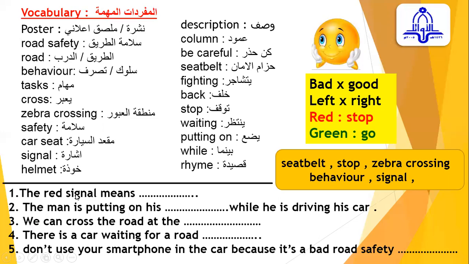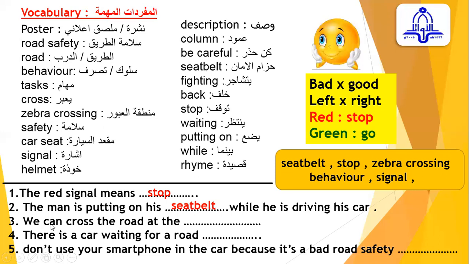Number one, the red signal means dash. The red signal, الإشارة الحمراء, means, تعني, which word? Stop, تعني, توقف. إذا أنا استخدمت كلمة stop. Number two, the man is putting on his dash while he's driving his car. The man, الرجل, is putting on, يضع, his seat belt, يضع حزام الأمان, while he is driving his car, بينما يسوق السيارة. فإذا استخدمنا كلمة seat belt.